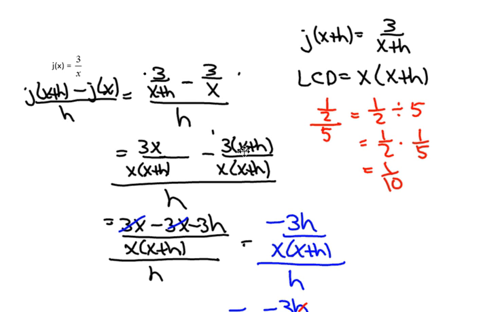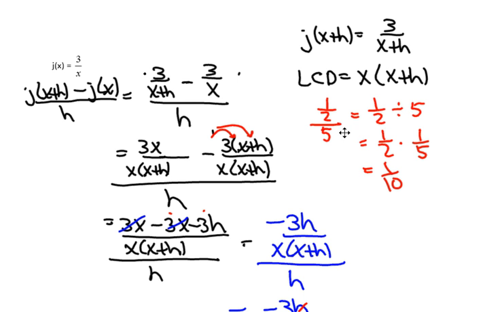Okay. Now, from this step to this step, I distributed this -3, okay, here and here to get this and this. So -3 times x is -3x, and -3 times h is -3h. Bring the 3x down, and I can combine them into one fraction because the denominators are the same. 3x minus 3x, that's 0, so they subtract out. I'm left with -3h divided by x plus h all over h.